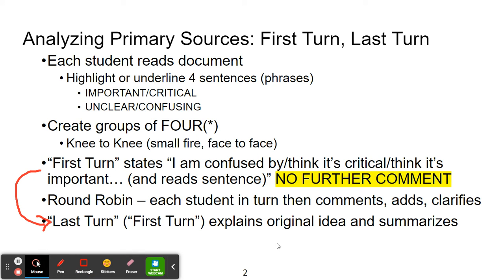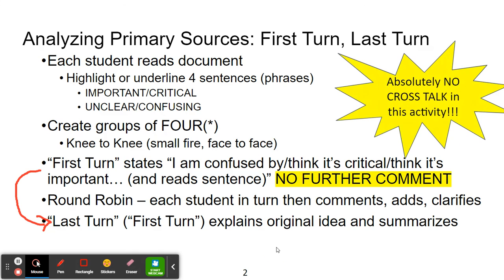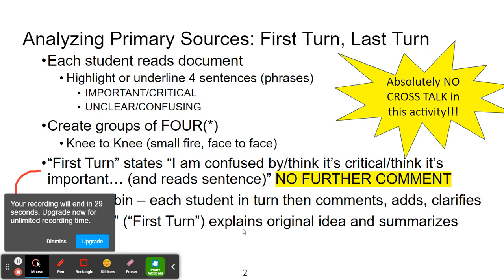A very important part of understanding this activity is that there can be absolutely no crosstalk between students. When it is a student's turn to talk, first turn or in round robin, there can be no interruptions from their classmates. No interruptions to explain what words mean, no interruptions to agree, no interruptions to clarify. Everyone has to wait for their turn. This ensures that your quieter students or your students who are less sure of themselves do not get shut down in the conversation, even if it's well intended.